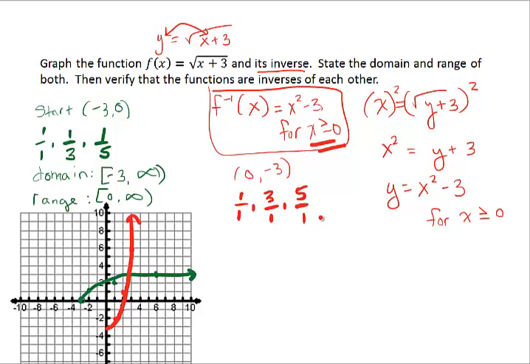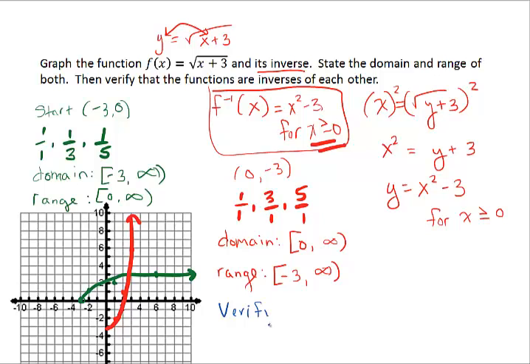I need to state my domain and range. For this red function, my domain is going to be x values that go from 0 to infinity. And then my range is going to simply be from this minimum value here, which is -3, and going up to infinity.